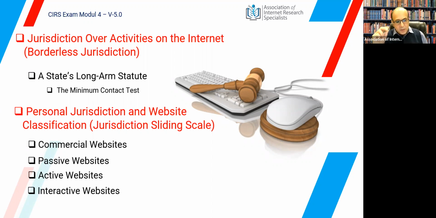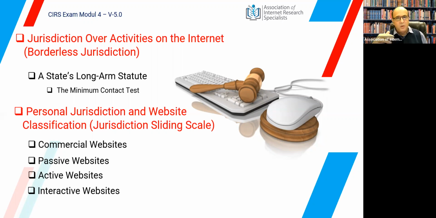Personal jurisdiction on commercial website versus passive, active, and interactive. So we need to know what these 4 different types of websites are. Commercial websites, e-commerce, obviously. Passive websites, static websites that have content only, are not interactive, and don't download anything.